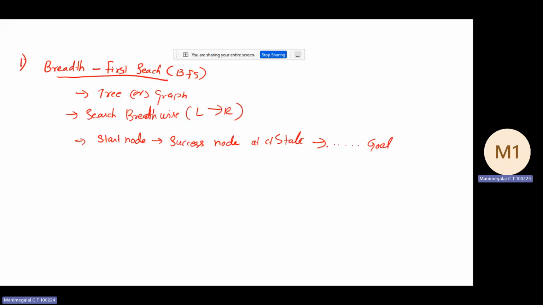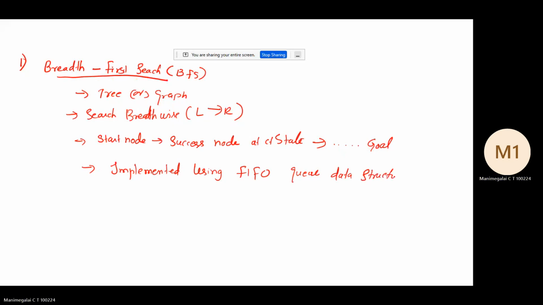It will be implemented using a FIFO data structure. So this is how it works. This is the breadth first search algorithm.